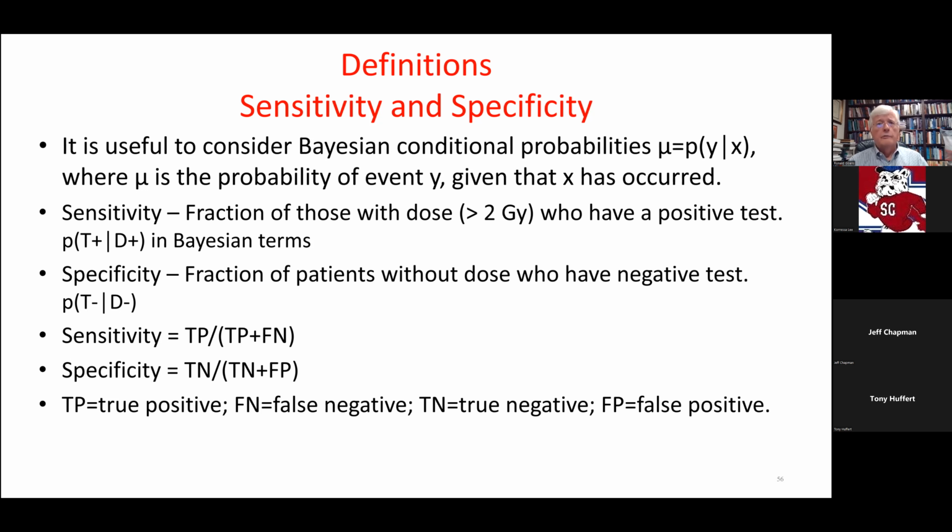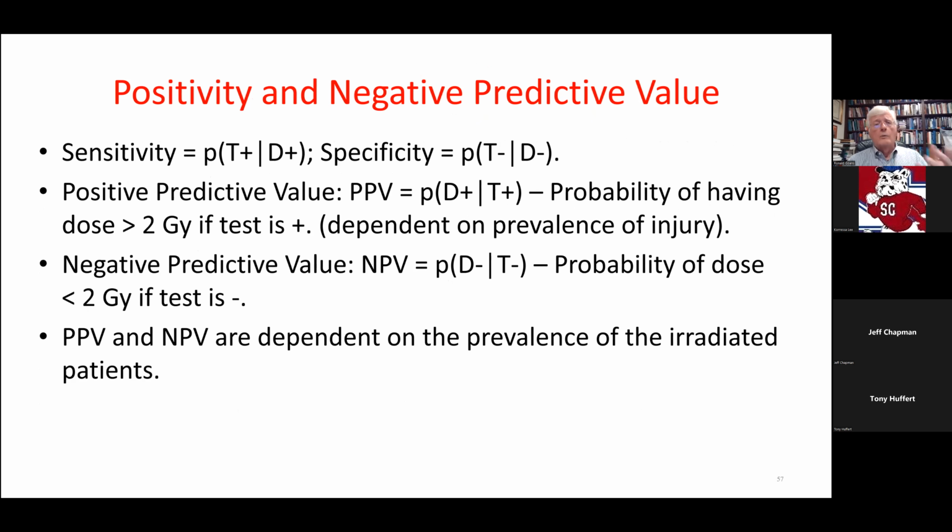Those are the definitions. So really, though, what we want to look at is what's called the positive predictive value and the negative predictive value. The positive predictive value is the probability that, given the test is positive, that patient has probably had a dose over 2 gray. So if our neutrophil lymphocyte ratio is over our threshold, then we say there might be 2 gray or more. And really, we want to send them then to more definitive testing.